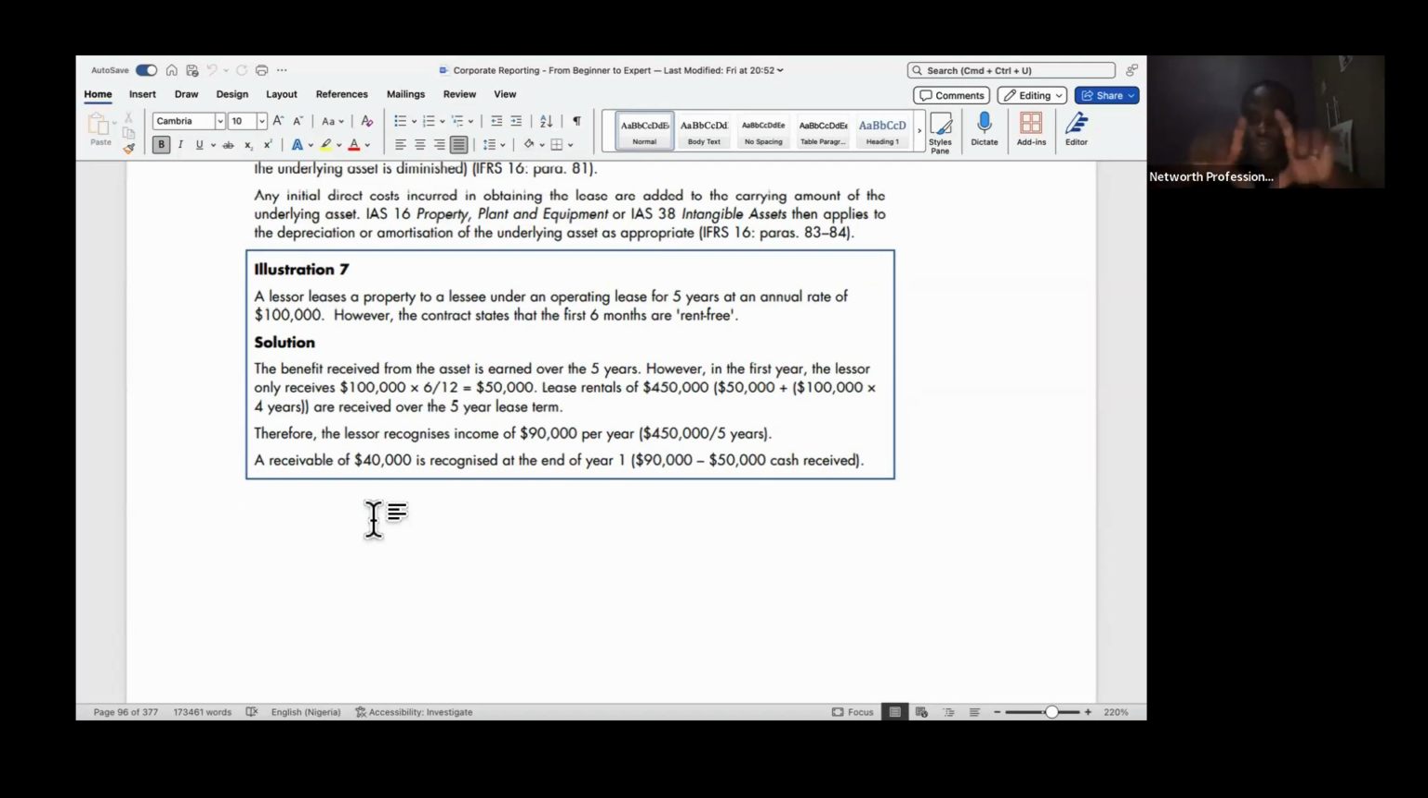So they will now want you to determine how much we are actually collecting over the period. Then you will spread it, just like we have divided 450 over 5. So we know that what goes to P&L is 90,000. But there is something here.